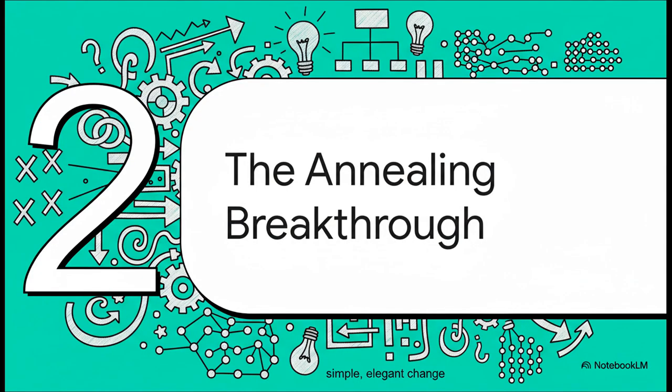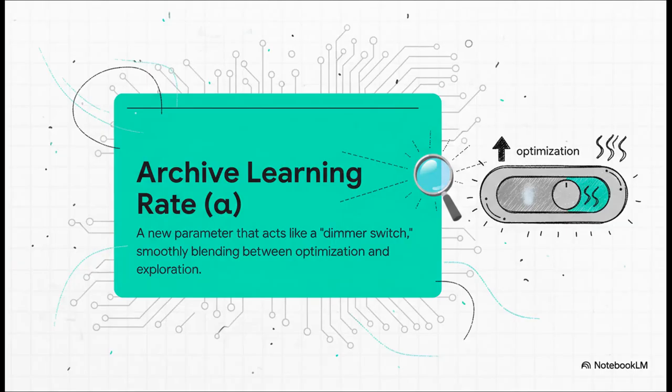So with these three really clear problems on the table, researchers developed a brilliant solution. They created a new algorithm called CMA-MAE that was designed to fix all three of these flaws with one simple, really elegant change. So the breakthrough is this new parameter they call the archive learning rate, or alpha. Now, the best way to think of it is like a dimmer switch for the AI's focus. All the way on one end, you've got pure optimization, finding the absolute best. On the other end, pure exploration, finding as many new things as possible. This switch lets the algorithm smoothly blend the two, and that, it turns out, is the absolute key.